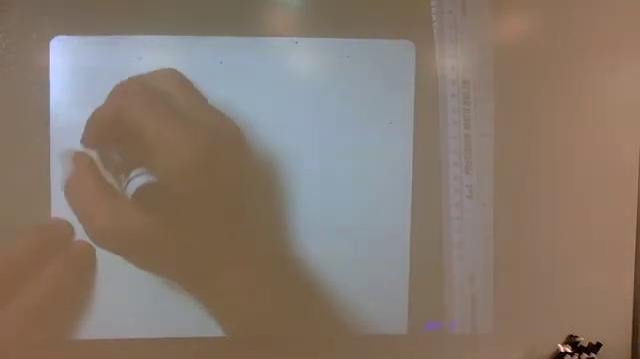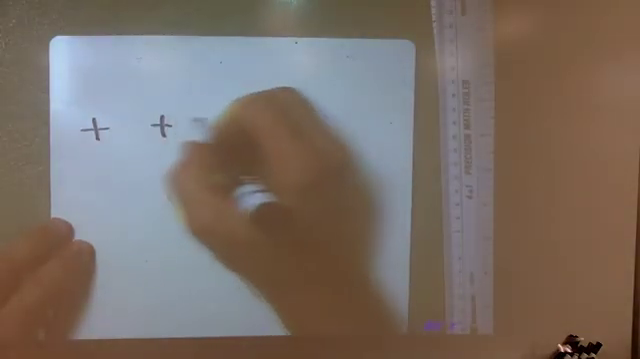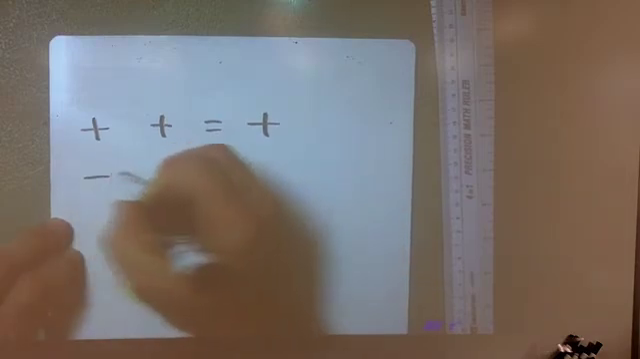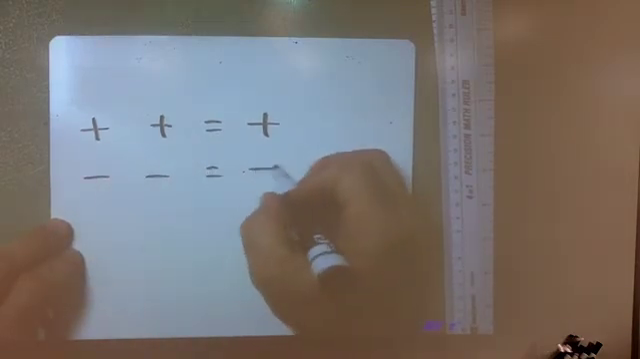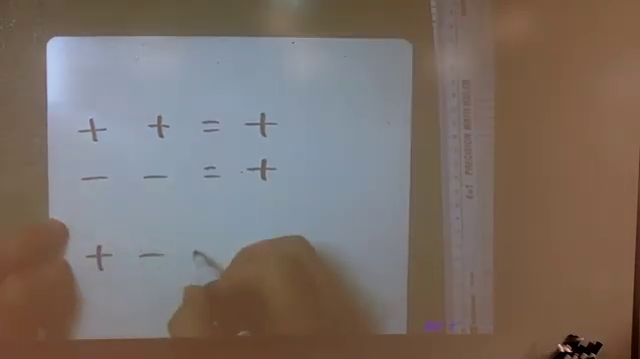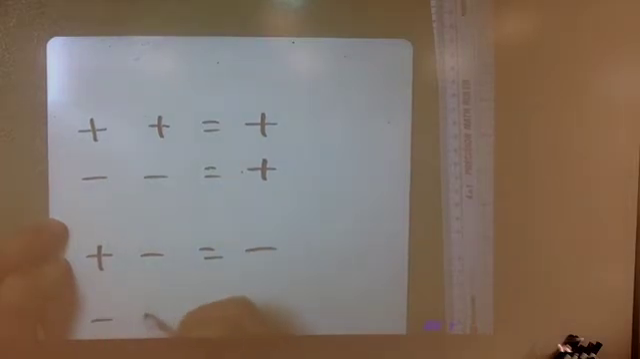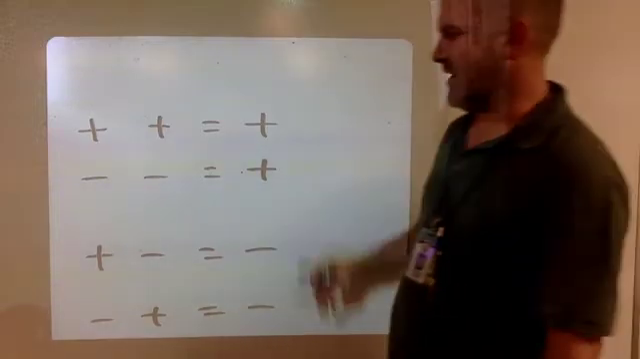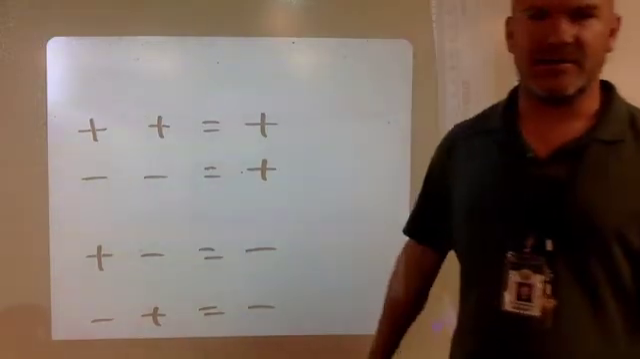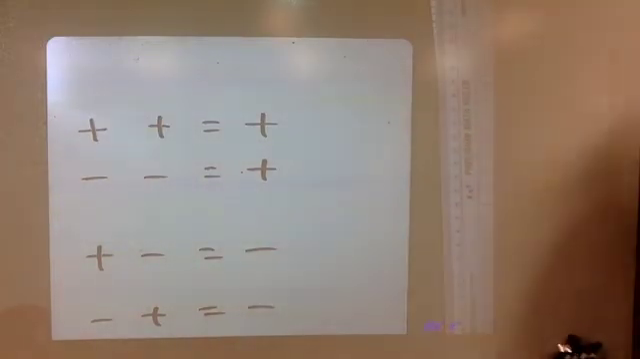Then here are the rules. A positive times a positive equals a positive. A negative times a negative equals a positive. If you have one of each, your answer is negative. Those are your rules. If they're both the same, your answer is positive. If you have one of each, your answer is negative. And it works with division too.